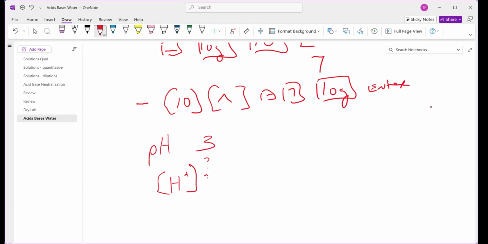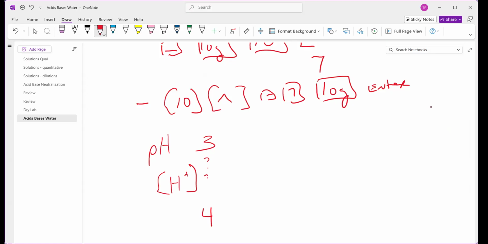Take the negative log of 4. What do you get? Negative 0.6. So the negative log of 4 is negative 0.6. Concentrations can easily be 4.